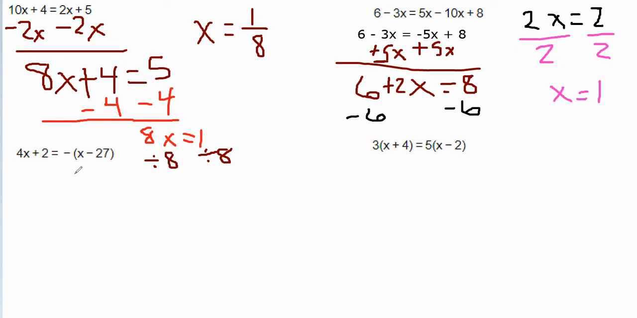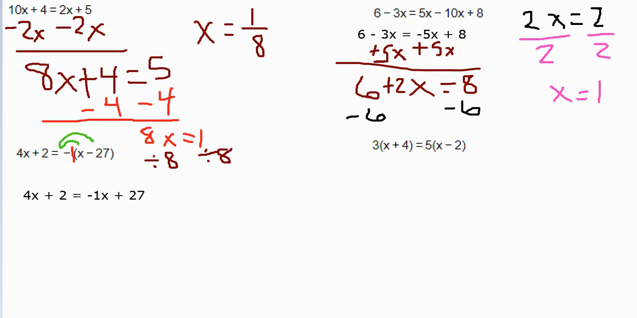The next one is 4x plus 2 equals negative parentheses x minus 27. Remember, there's a little 1 right there. So the first thing we should do is distribute that negative 1. So that's going to become a negative x. And then negative 1 times negative 27 is a positive 27. So we currently have 4x plus 2 equals negative 1x plus 27.